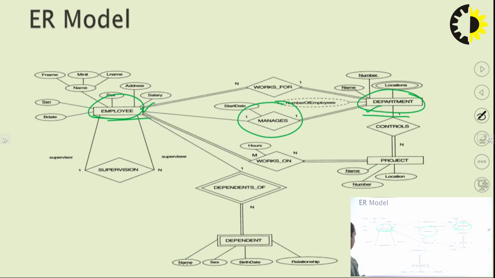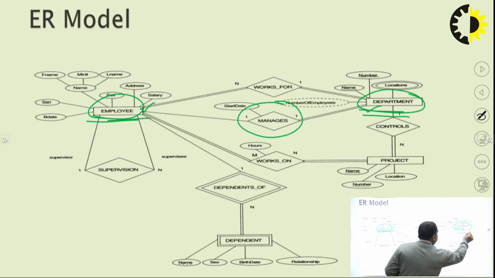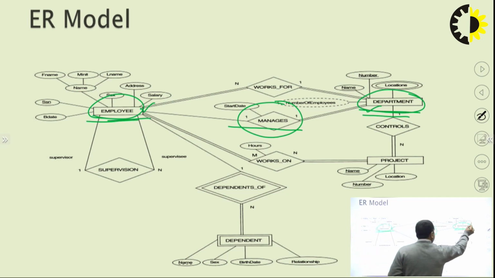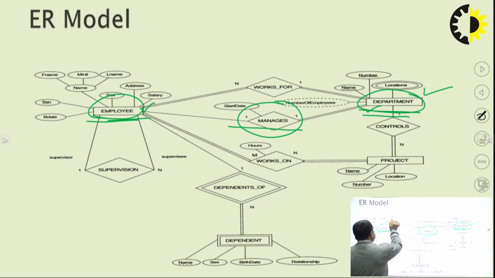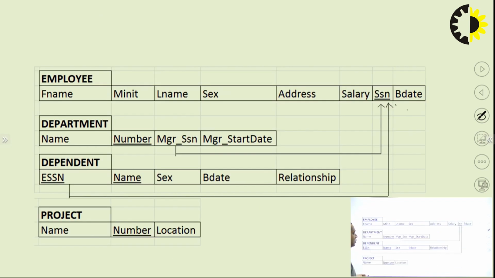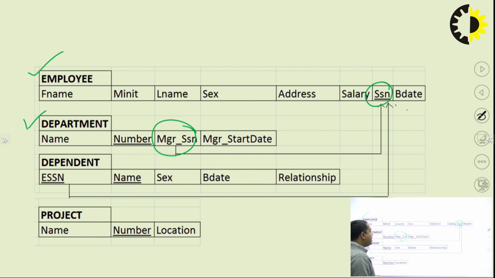Okay, so what are the steps? In the first step, we will identify those entity sets having a one-to-one binary relationship. In this example, employee and department are in a one-to-one binary relationship. So what we will do is choose one relation that will hold the other entity set's primary key within itself as a foreign key. Here the employee and the department have a one-to-one relationship, and we check here that the SSN is now a part of department as a foreign key, with the attribute termed MGR_SSN.